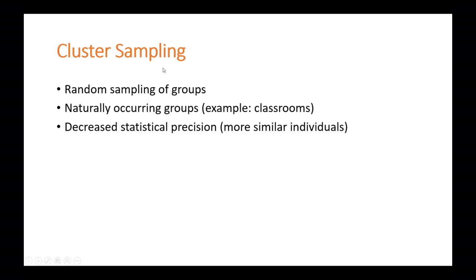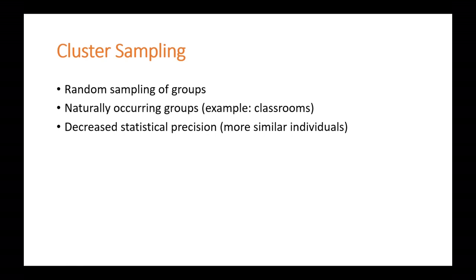And lastly, coming to cluster sampling. So cluster sampling is again a random sampling of groups, but these groups are naturally occurring groups. And one example, as we saw previously, is classroom, because all kids who go to school are in a particular grade because they are all of the same age group, which means these are more similar individuals. Therefore, there is decreased statistical precision in this since they are more similar to each other.